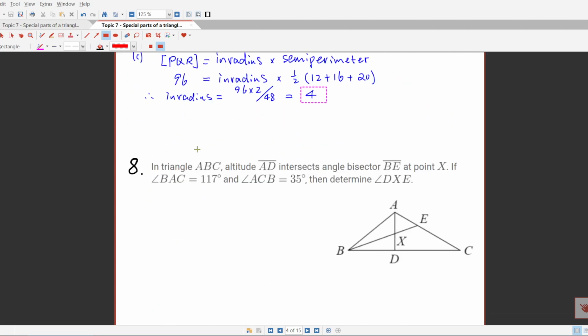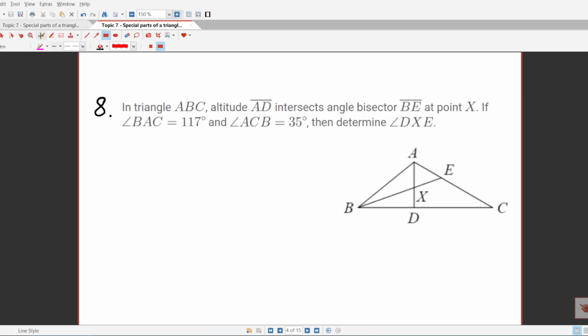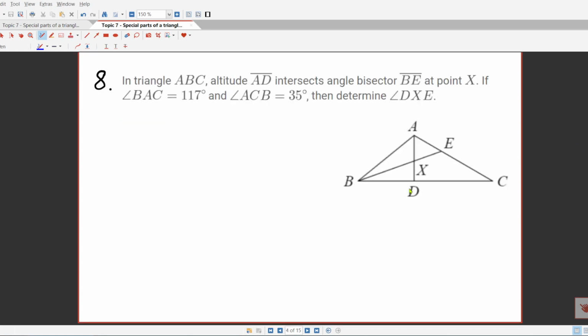All right, if no questions, let's see the next one. Question number 8. In right triangle ABC, altitude AD, so altitude means AD is perpendicular to BC, intersects angle bisector BE, so this angle equals that angle here at point X. If angle BAC is 117 degrees, and angle ACB is 35 degrees, then determine the angle DXE, which is this angle here.